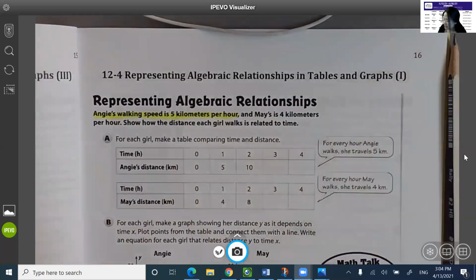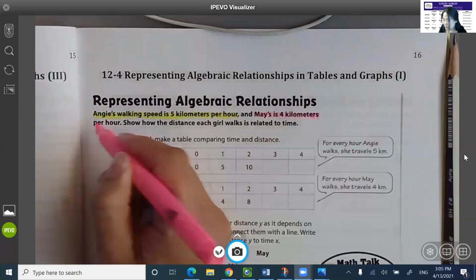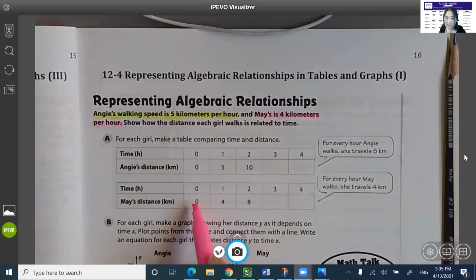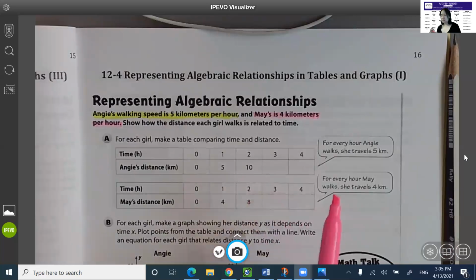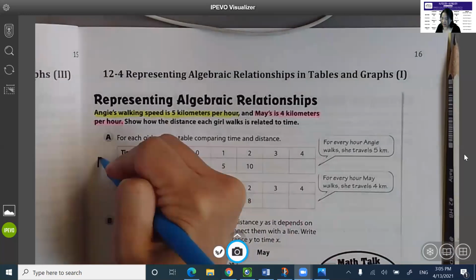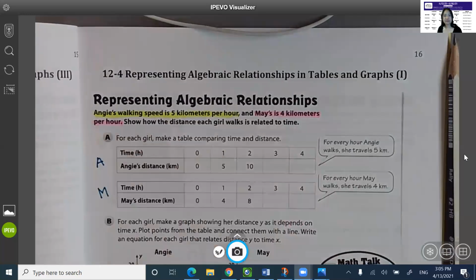Then it also says May's walking speed is 4 kilometers per hour. So if you take a look at this one, May's distance: obviously 0 hours, 0 kilometers; 1 hour, 4 kilometers, because it says 4 kilometers per hour. Per hour means 1. So then 2 hours, 8 kilometers. We're going to fill in the blanks here. Just to make it more clear, I'm going to go ahead and write A for Angie and M for May.